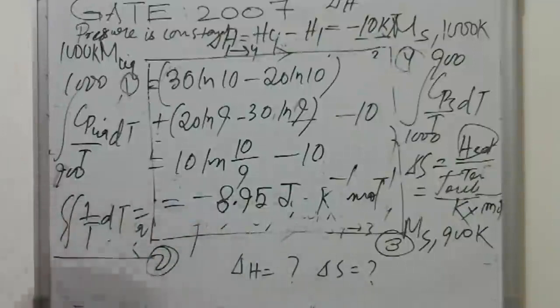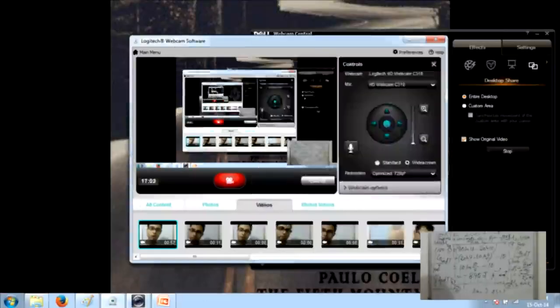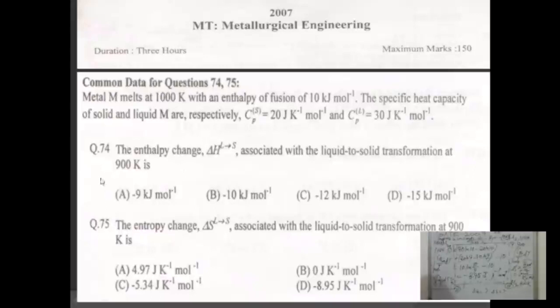I hope it clarifies the concept I have discussed in that class, and this is how you need to approach a problem. So I will just go to that slide and show you this one. So your answer is minus 9 kilojoule per mole for the enthalpy first part. And for your entropy, the final answer is minus 8.95 joule Kelvin inverse mole inverse. So this is how it's going to be.